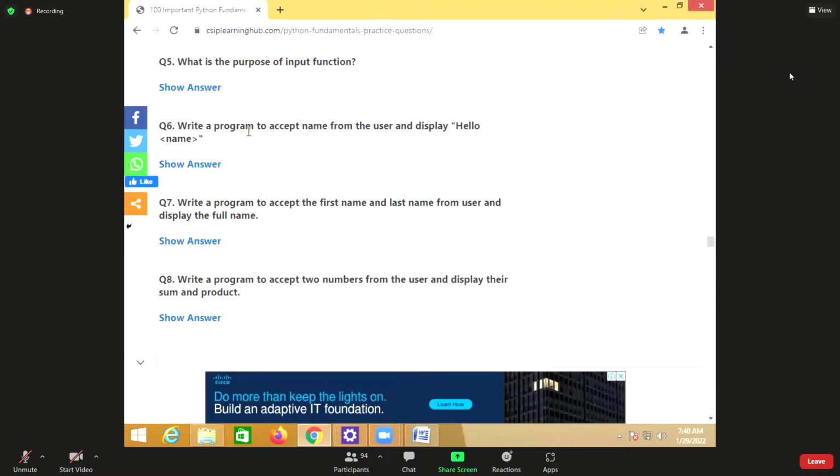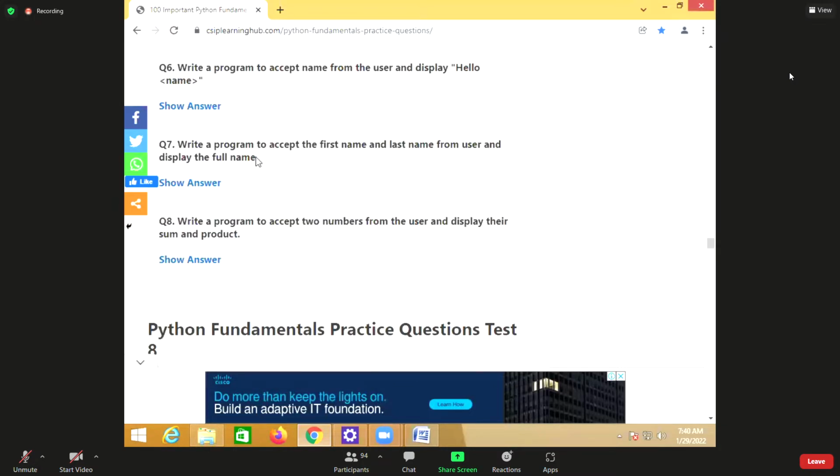Write a program to accept name from the user and display hello along with the name. Now write a program to accept the first name and last name and display the full name. Display the full name means you have to concatenate. If you add the first name and last name, you'll get the full name. Write a program to accept two numbers from the user and display their sum and product.